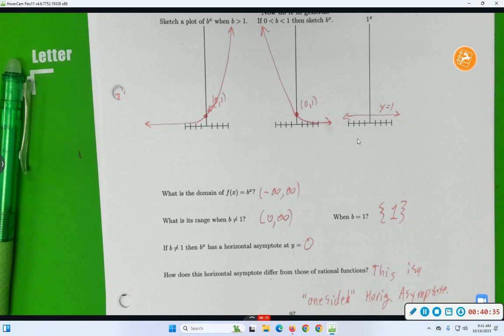Meaning that you see this asymptotic as x goes to positive infinity but not negative infinity, or as x goes to negative infinity but not positive. Cool. You feel pretty good? All right.